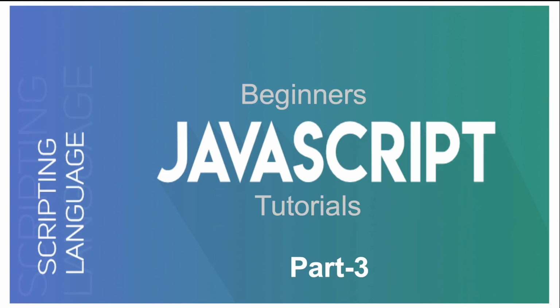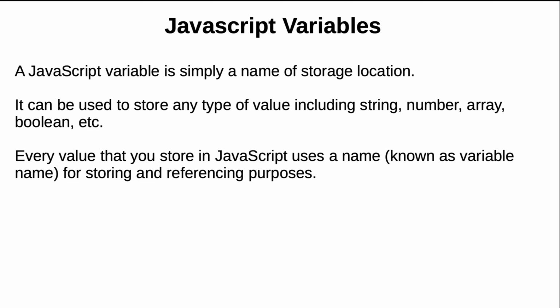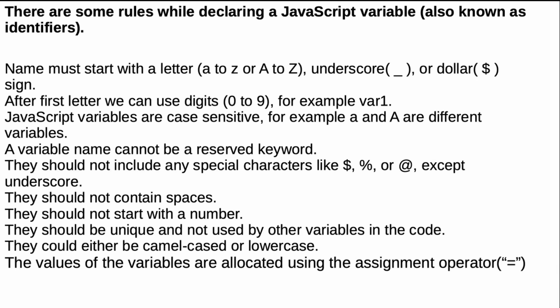So in this video I am going to discuss JavaScript variables. A JavaScript variable is simply a name of a storage location. It can be used to store any type of value like string, number, array, boolean, etc. Every value that you store in JavaScript uses a name, known as the variable name, for storing and referencing purposes. We use JavaScript variables.